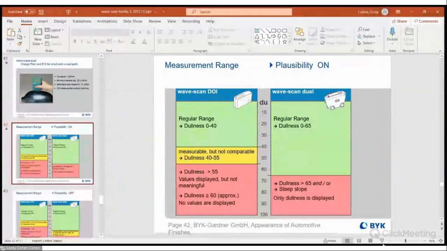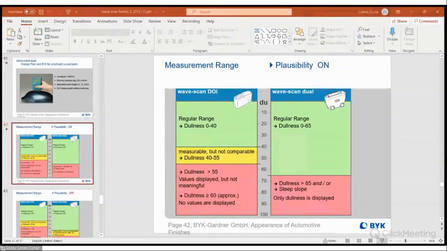Yes. All right, so this is comparing our old Wavescan DOI instrument with our Wavescan dual instrument, but this is actually accurate when talking about our Wavescan dual, which the new version of that is called the Wavescan 3 dual, versus our just plain old Wavescan 3, or if you have one of our previous generation Wavescan 2 instruments. This is the difference between the Wavescan 2 or 3 versus the Wavescan Dual or 3 Dual. And that is the range of dullnesses that it's capable of measuring.